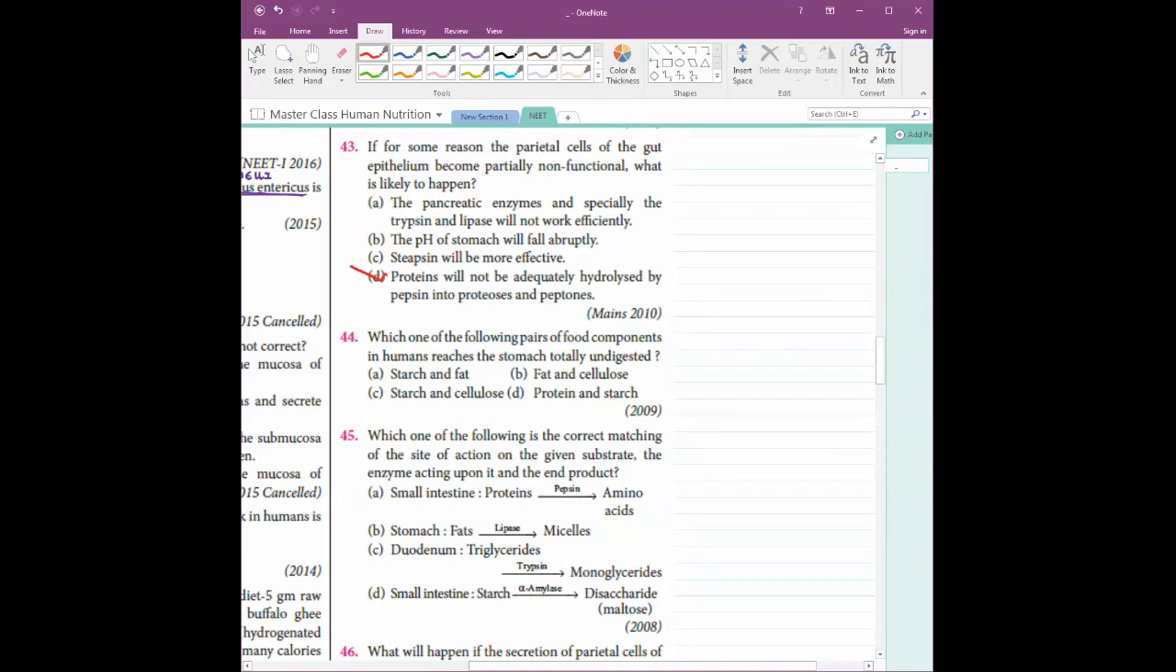how is that possible, guys? See, first, parietal cells, these are your oxyntic cells. What is their job? Their job is to produce your HCl. Now, if HCl is not produced, guys, will this pepsinogen be converted into pepsin in that case? No, this reaction will not take place. And if this reaction doesn't take place, will pepsin efficiently break down your proteins? No. So that is why the proteins will not be adequately hydrolyzed by pepsin into proteoses and peptones.